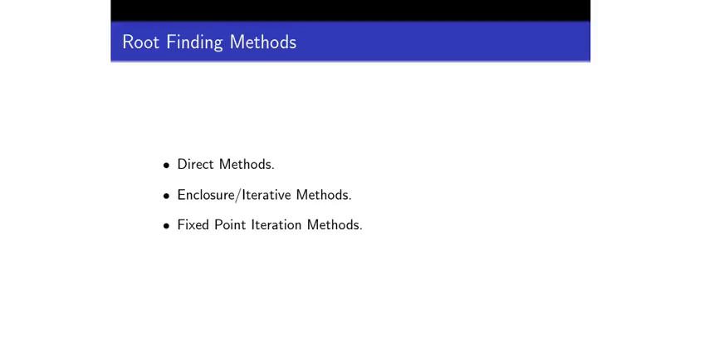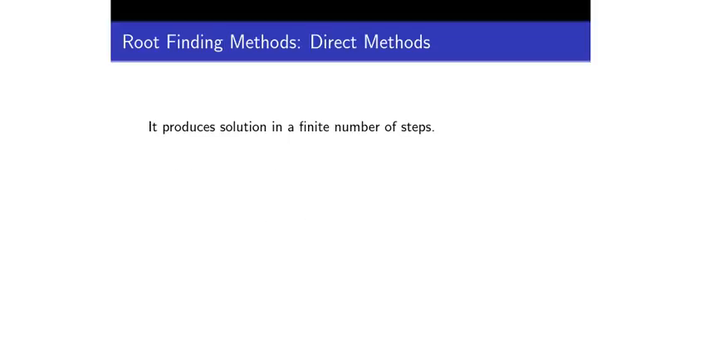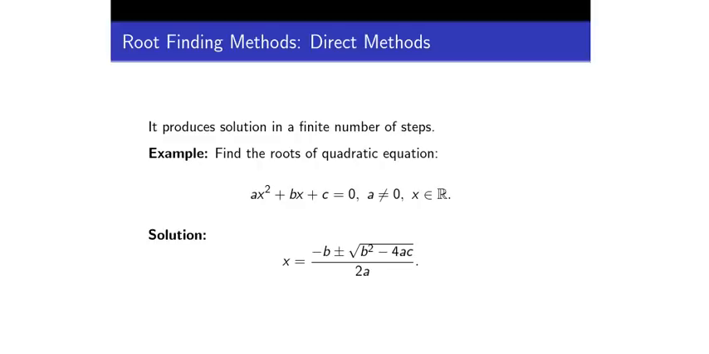As we discussed, direct methods produce the solution in a finite number of steps. For example, finding the roots of a quadratic equation is very simple. By just substituting into the formula, it is a one-step problem. Similarly, for a cubic equation, if you can find one real root by intuition, the others can be found another way. By using synthetic division, you get a quadratic remainder, which you can solve to find the other two roots.